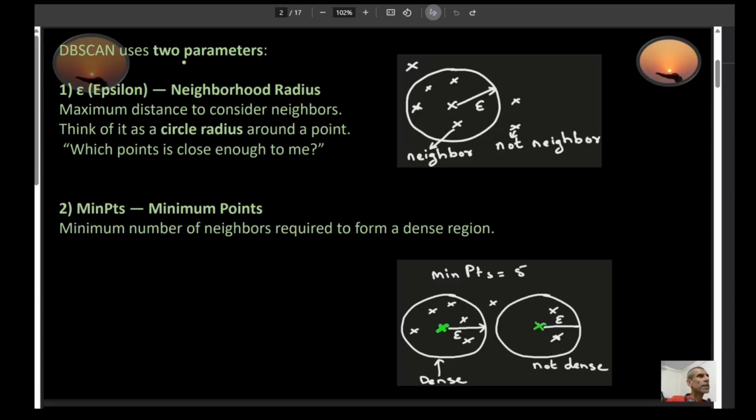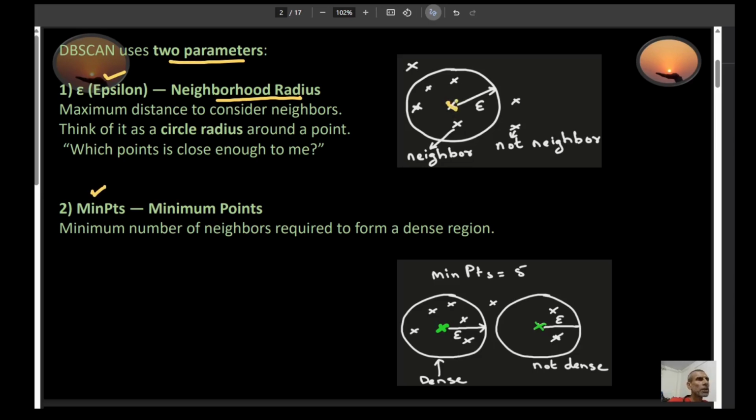Now DBSCAN has two parameters. The first one is epsilon. The second one is minimum points. Epsilon determines your neighborhood radius. In other words, it tells you the maximum distance to consider in order to find neighbors. So think of this as a circle around a point.